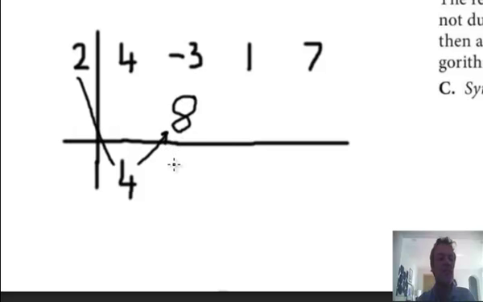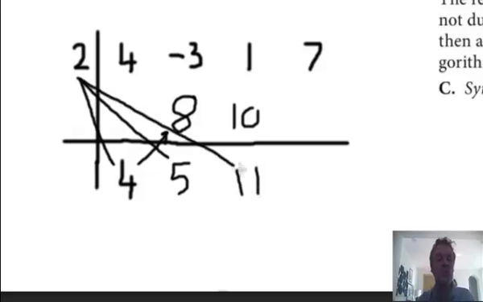Add these two together, you get 5. What's 2 times 5? It's 10. Add these two together, you get 11. What's 2 times 11? It's 22. Add these two together, you get 29.